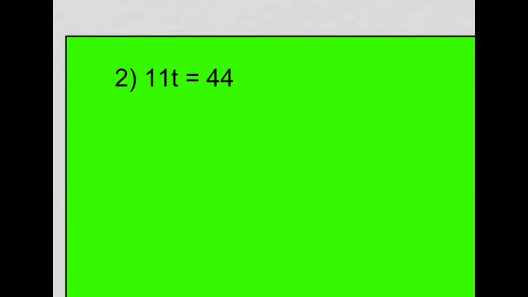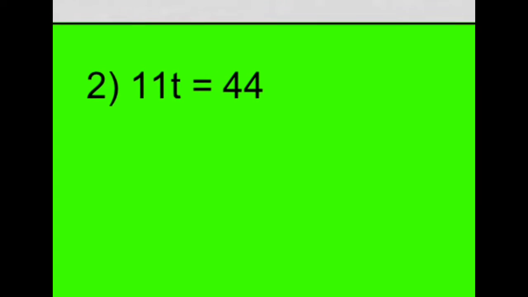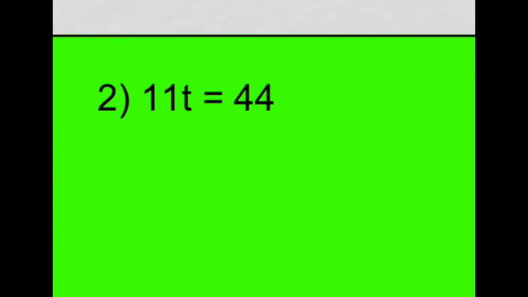Number 2, 11t equals 44. 11 multiplied by some unknown number, in this case the variable is t, equals 44. To solve this, find the variable, it's t. Do the opposite of multiply by 11, which is beside the variable. So the opposite of multiply by 11 is to divide by 11.